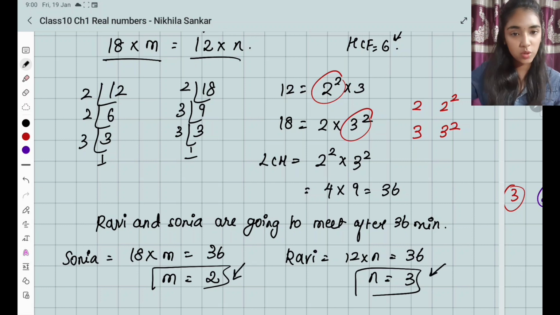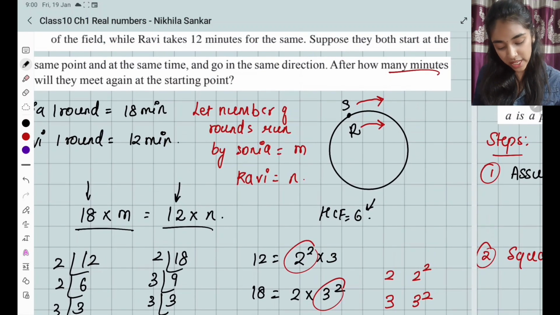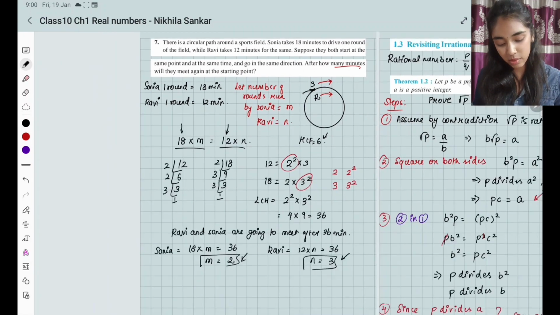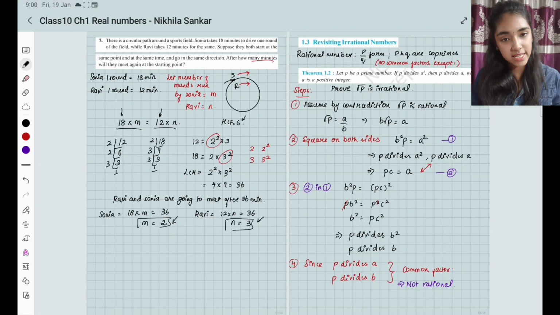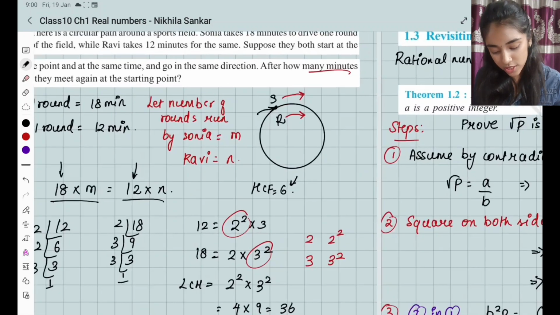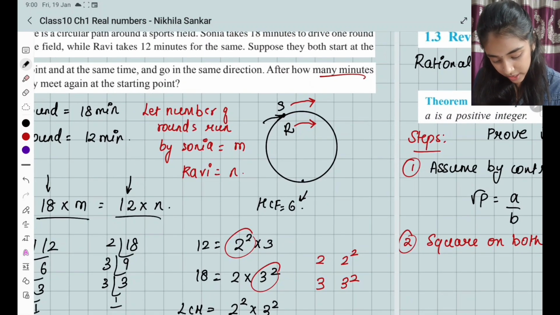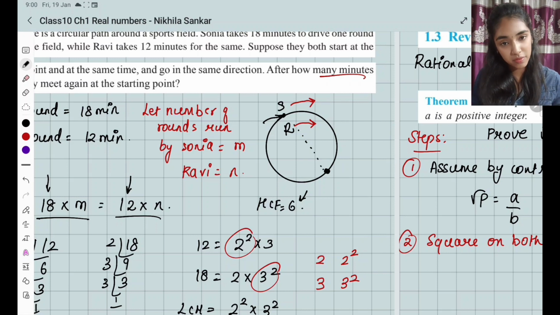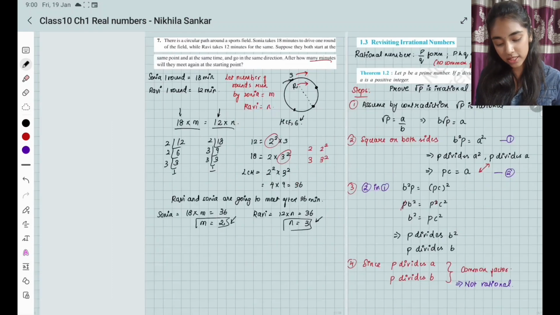So ரவி 3 ரவுண்ட் ஓடினதுக்கு அப்புறமாவும், சோனியா 2 ரவுண்ட் ஓடினதுக்கு அப்புறமாவும், they are again going to meet in the same point. ஓகே, எங்க ஸ்டார்ட் பண்ணாங்களோ அங்கேயே திரும்ப மீட் பண்ண போறாங்க. Do you understand why we took the LCM? HCF எடுத்தா 6 வரும். So 6 எடுத்தா இப்போ ரவி வந்து இங்கேருந்து இங்க பாதி தூரம் வந்திருப்பான், which is the half. So this is the half, இல்லையா? So இந்த இடத்துல ரவி வந்து பாதி தூரம் வந்திருப்பான் after 6 minutes. சோனியா 1/3 தான் வந்திருப்பா, இந்த இடத்துக்கு தான் வந்திருப்பா. இன்னும் அவள் இங்கே வரைக்கும் வந்துட்டு அப்புறம் அவங்க போகணும். ஓகே, so 1/3 தான் distance cover பண்ணியிருப்பா.